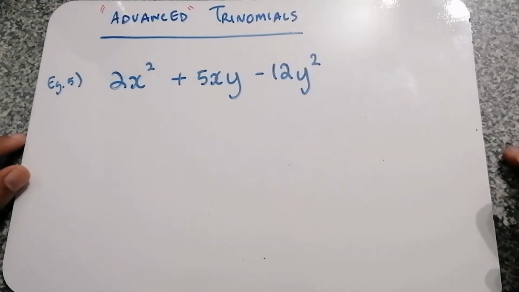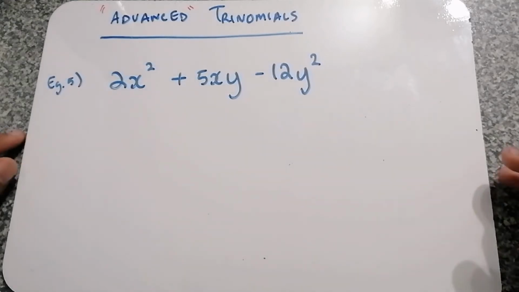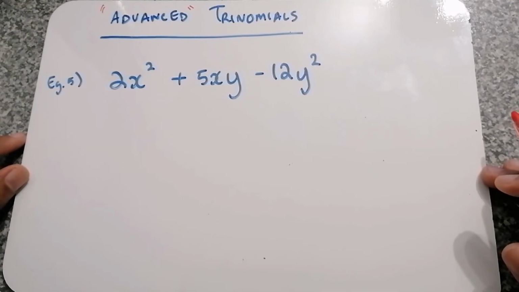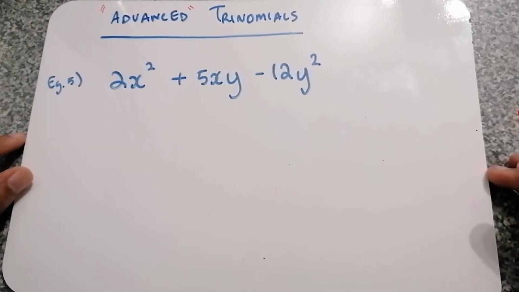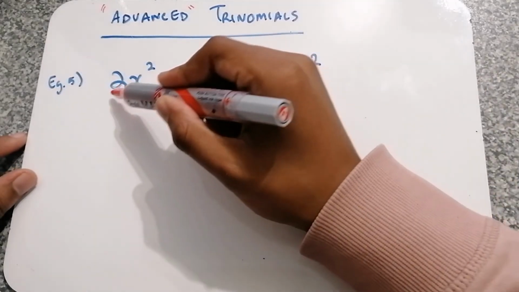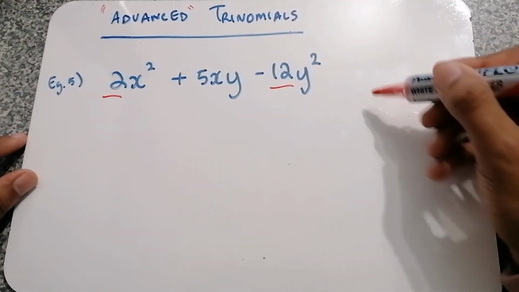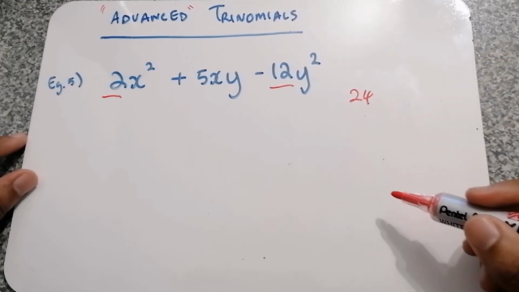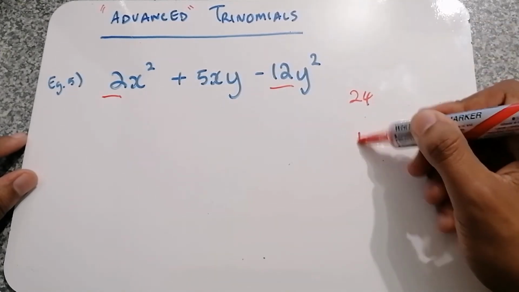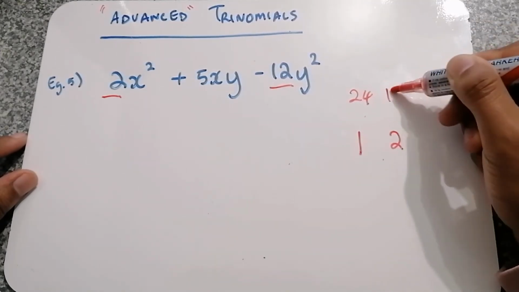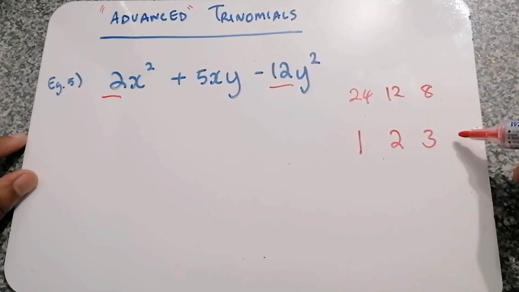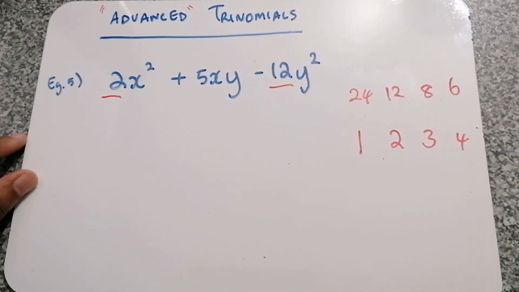The next example is just as easy as all the 4 that we've done so far. This again is a quadratic expression and we have to factorize it. Again, I'll start by multiplying the 2 with the 12. That gives me 24. So I write down the factors of 24, which is 24 and 1, 2 and 12, 3 and 8, 4 and 6.